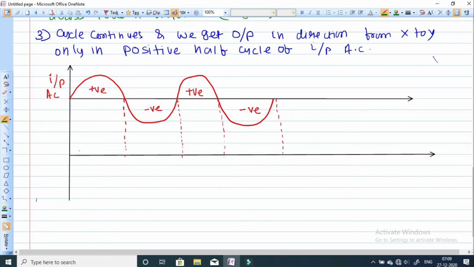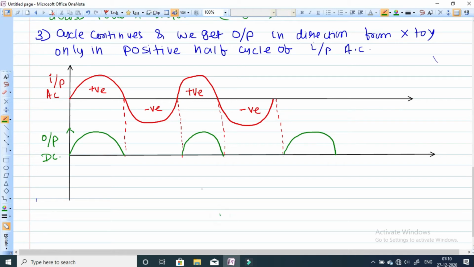This is the output DC. We will get the output only when it is forward bias, the positive half cycle. Similarly we will get the output in the next case also. Like this we will get. So this is the output. It will be DC. It is not perfectly DC, but it is basically only the positive cycle. In one direction we will get the current.